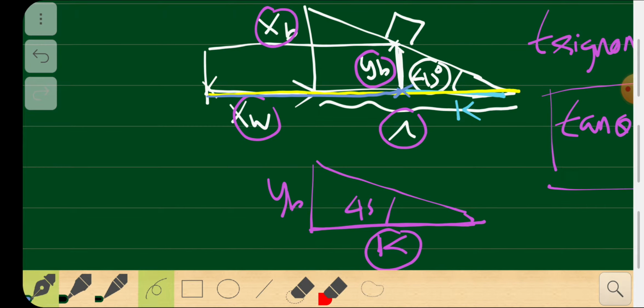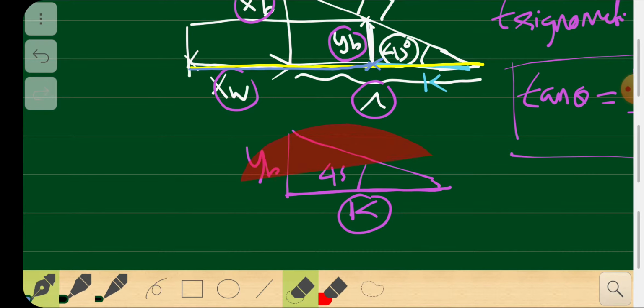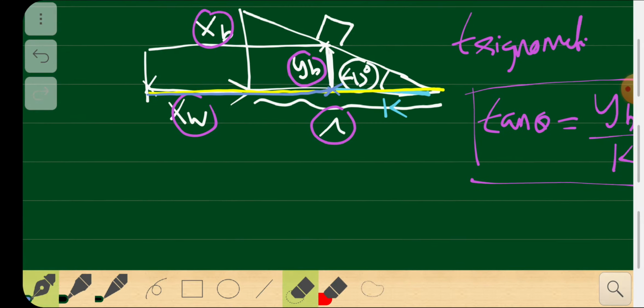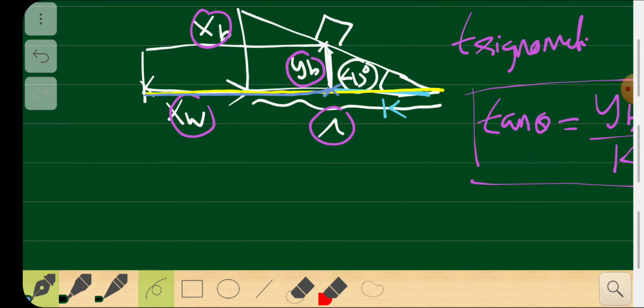The total distance can be written down as, maybe I'm going to remove that. Okay, total distance can be written down as xw plus l, right? Xw plus l will be the total distance. Okay, and the rest of this distance, the blue line distance, what will be this distance?